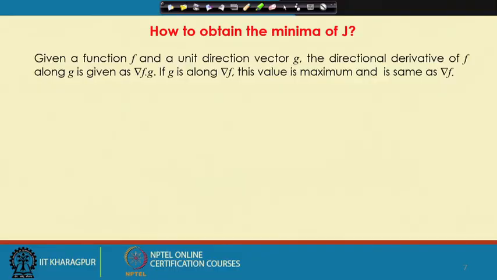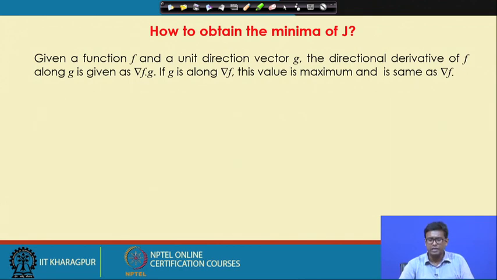So, I will start with a value and see if the value is reducing, then I am approaching the minima. And in order to reach the minima, first I should see that the value of the functional is reducing in the fastest manner. So, we need to see when the value is reducing and how we can reduce the value as fast as possible. So, we will look a little bit into vector calculus. Given a function f and a unit direction vector g, the directional derivative of f along g is given by gradient of f dot g, and this directional derivative means the rate of change of f along the direction g. If g is along the gradient of f, then g is a unit vector.